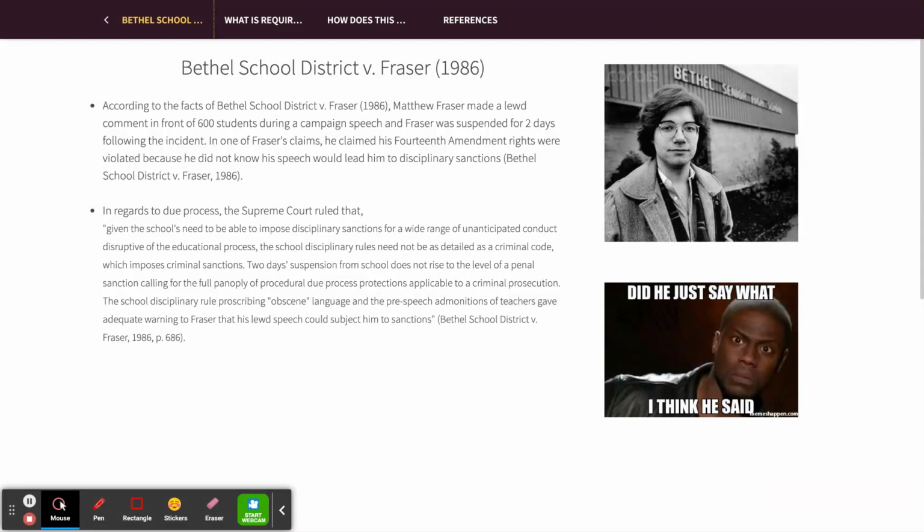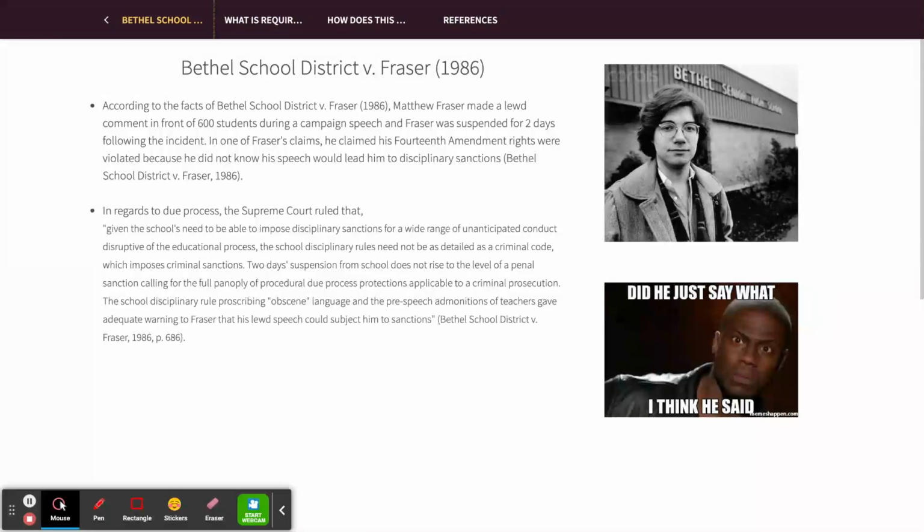In one of Frazier's claims, he claimed his 14th Amendment rights were violated because he did not know his speech would lead him to disciplinary sanctions. So in regards to due process, the Supreme Court ruled that given the school's need to be able to impose disciplinary sanctions for a wide range of unanticipated conduct disruptive of the educational process, the school disciplinary rules need not be as detailed as a criminal code, which imposes criminal sanctions.